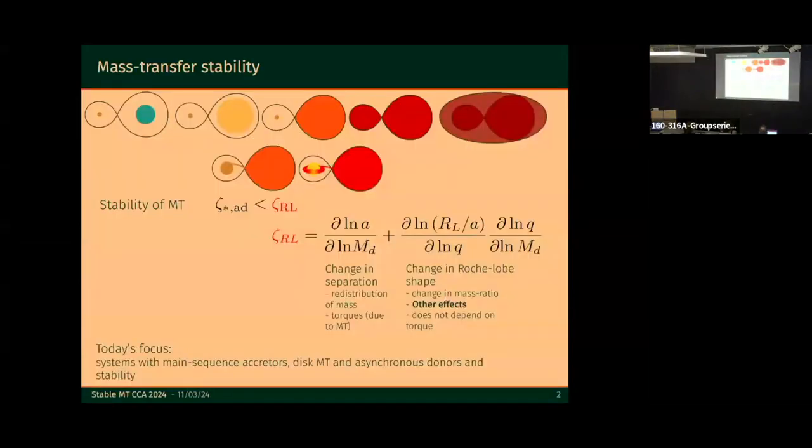We're at the conference on mass transfer stability, and the stability is determined by two parts, two sides of the equation. I'm going to talk about the right side of the equation, which has two terms in it that decide whether things are stable or not. The first term is changes in separation as a result of torques and mass redistributions. And the other one is about the shape of the Roche lobe and its derivative to Q. And today I will talk mainly about main sequence accretors, disk mass transfer, and how asynchronous donors and stability will play into here.